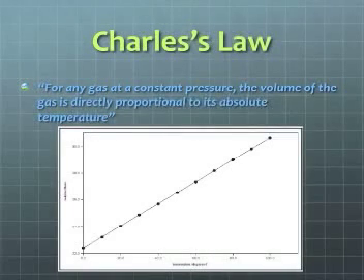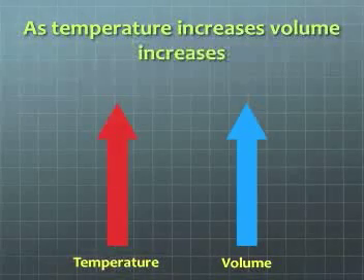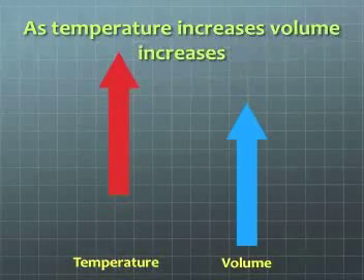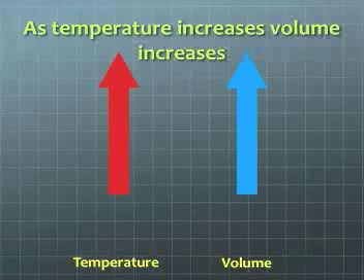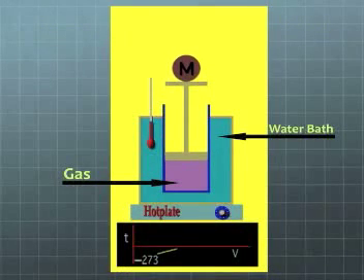Charles's law states that for any gas at a constant pressure, the volume of the gas is directly proportional to its absolute temperature. Here's a little graph showing that direct proportional relationship. The general idea of Charles's law is, as temperature goes up, the volume will also go up. Also, as temperature goes down, the volume will go down as well. So it works either way.